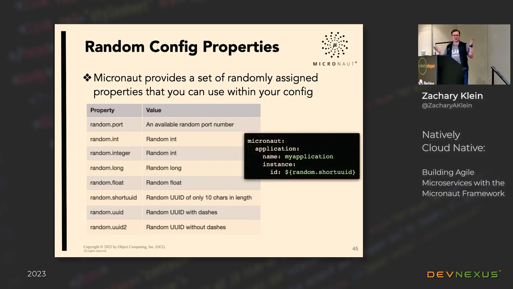That's just available for you if you want to inject those random properties. They are just there. And there's an example here where we're creating an instance ID for our application, and we're taking advantage of the random config property to do that.